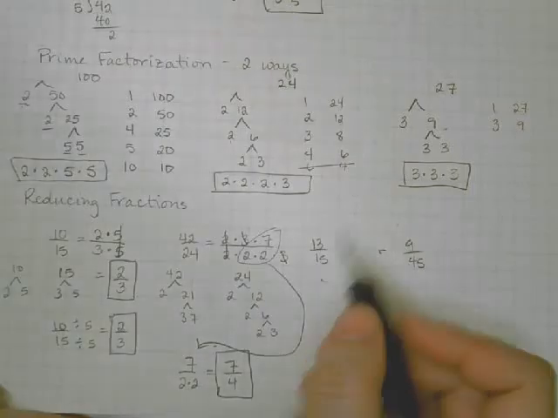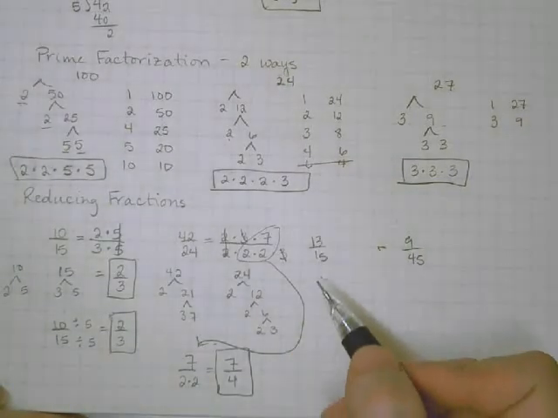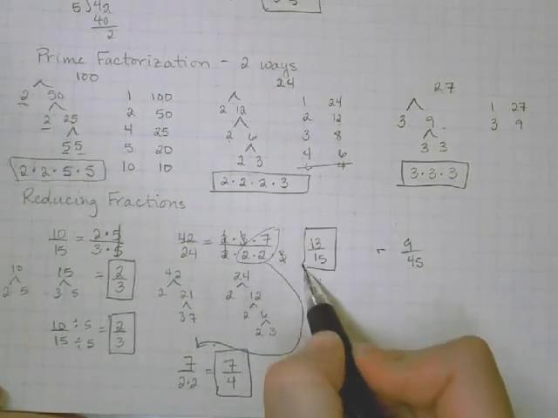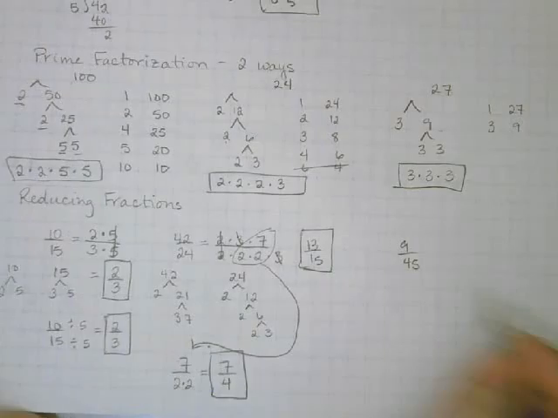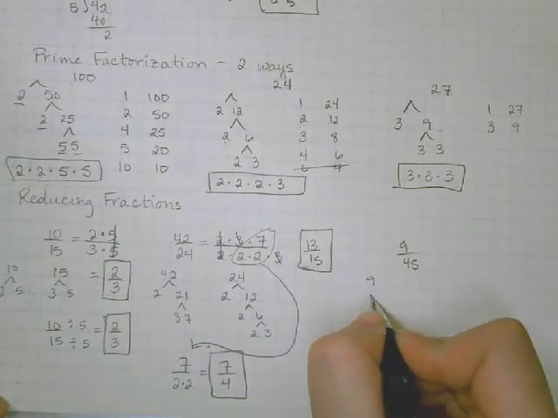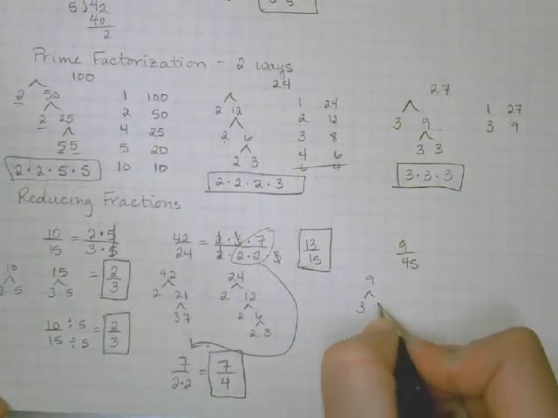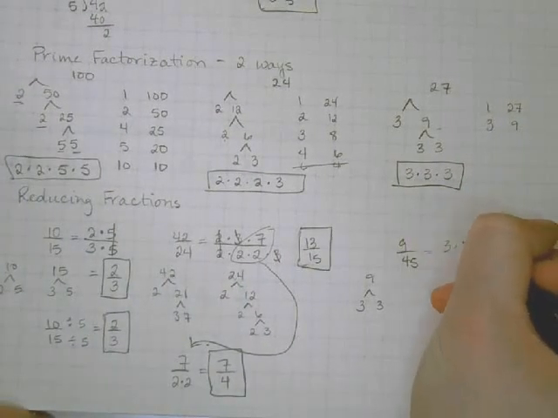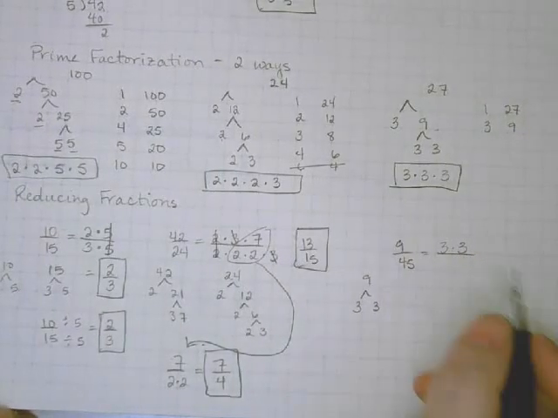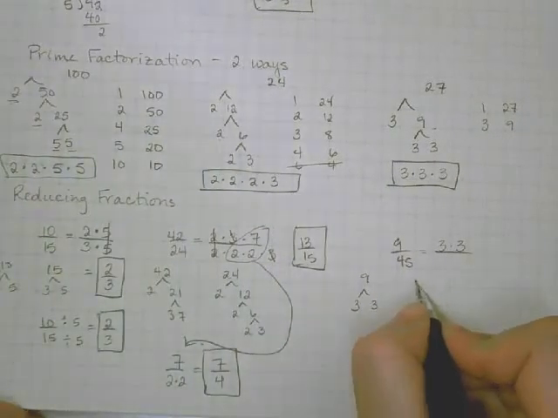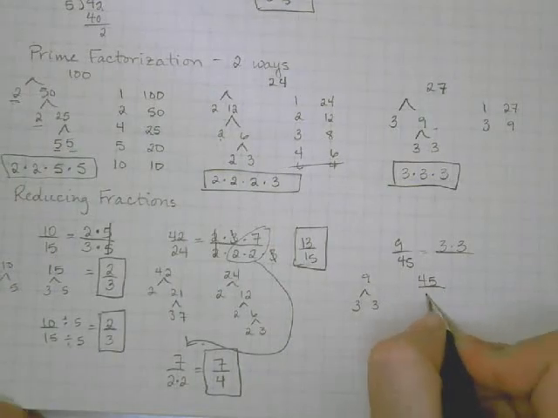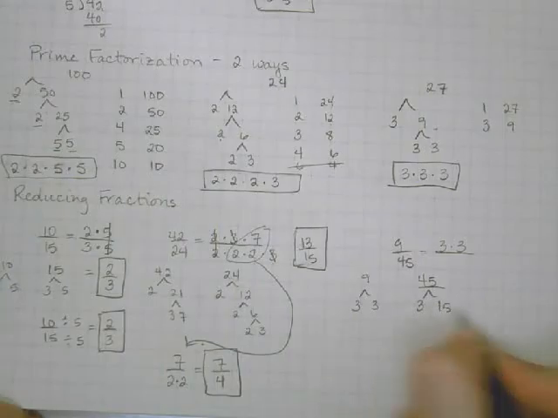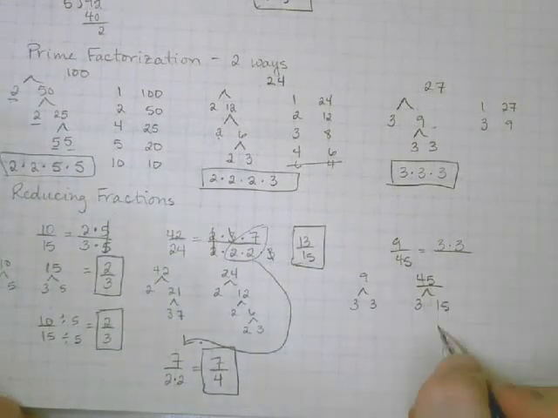9 and 45. 9 has a prime factorization of 3 and 3. So what I can do is just start with 3 in that 45. It's not necessary. So 3 and 15. And I don't need to continue to factor that if, well, yeah, never mind. Just kidding, I do. So 15 is 3 and 5. So this is 3 times 5.